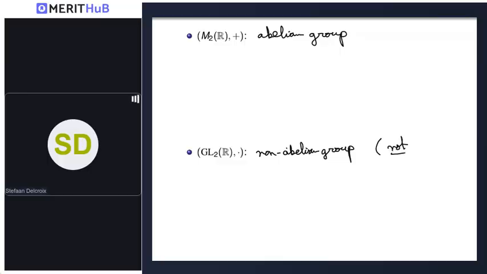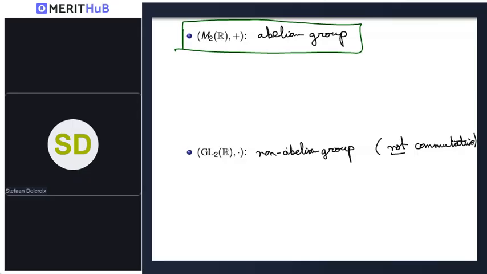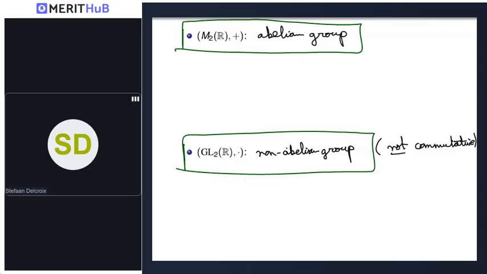Not commutative. But everything else goes right. So very important examples again: the matrices under addition and multiplication. Okay, so that's a group.